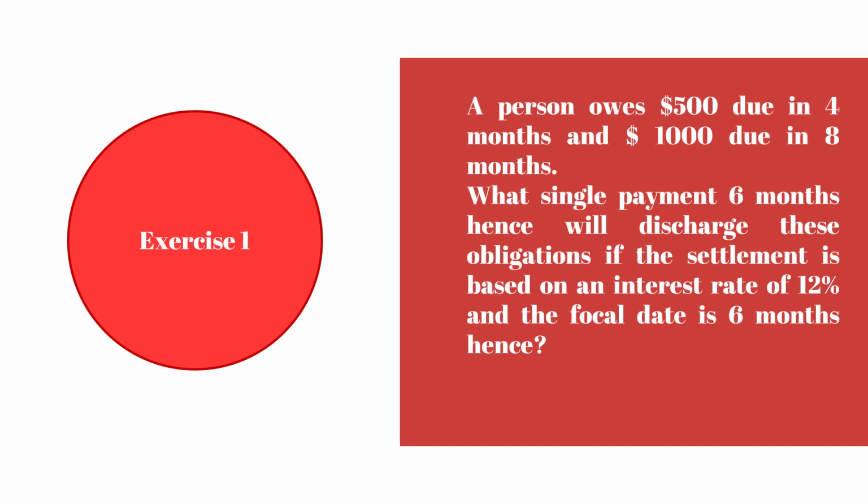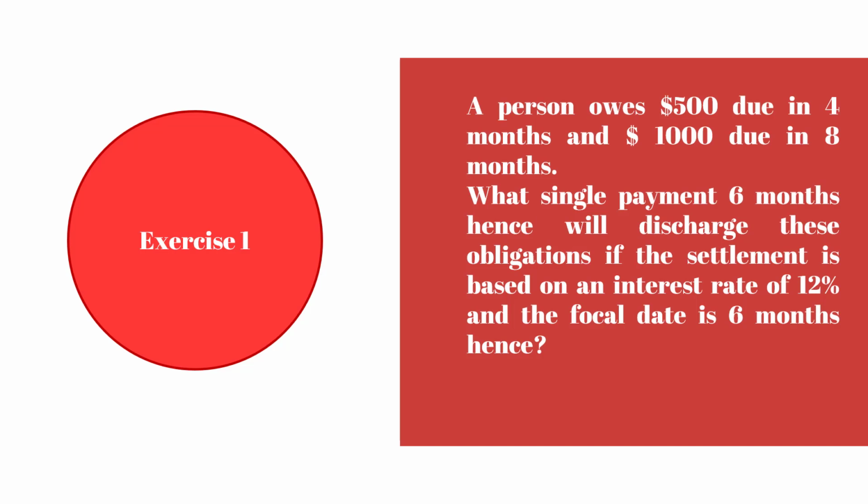A person owes $500 due in 4 months and $1,000 due in 8 months. What single payment 6 months hence will discharge these obligations, if the settlement is based on an interest rate of 12% and the focal date is 6 months hence?